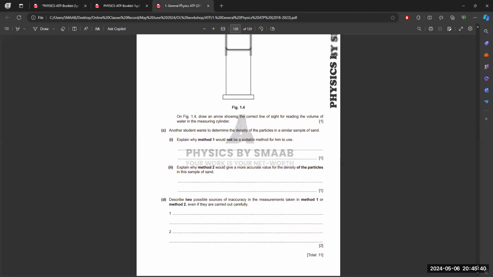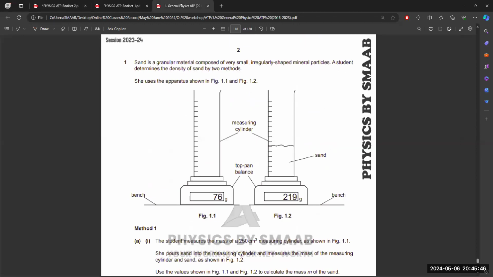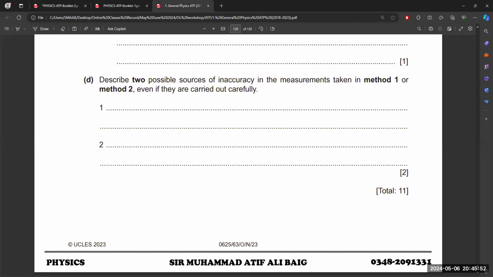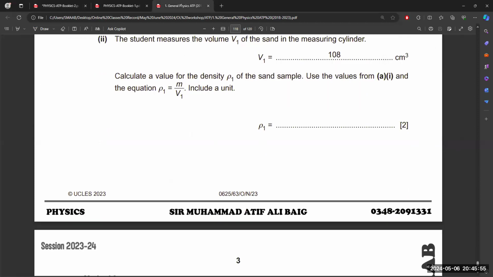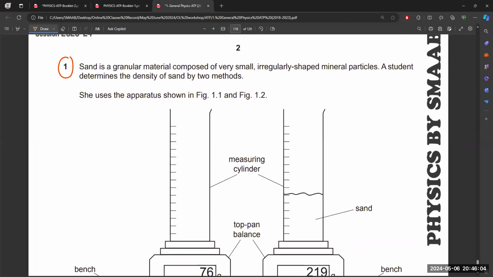Now let's try some questions. Let's suppose we try this one, the easy one. This is from October November 23. So in this question, sand is a granular material composed of very small, irregularly shaped mineral particles. A student determines the density of sand by two methods. She uses the apparatus as shown in figure 1.1 and 1.2.